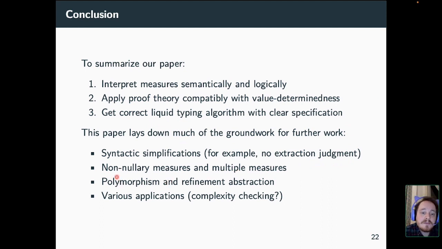We would like to extend our paper to non-nullary measures and multiple measures, as well as polymorphism and refinement abstraction, and we would like to apply it in various ways. I'm personally interested in applying it so that it not only does termination checking, but checks termination within a certain time or space complexity bound.